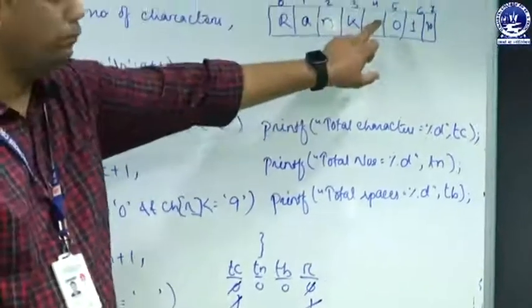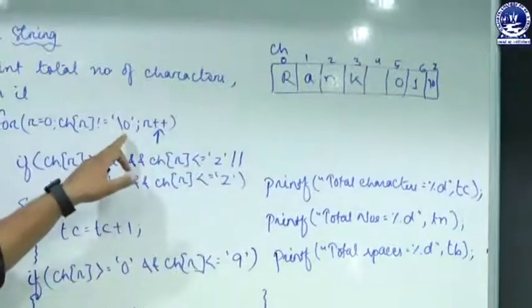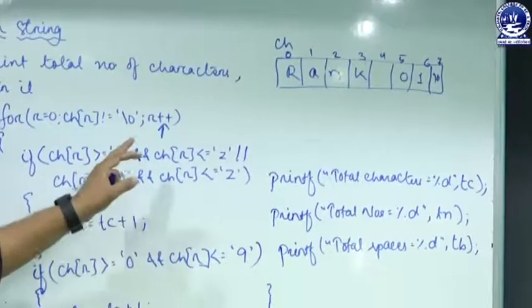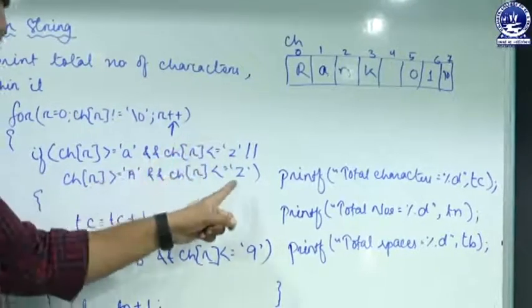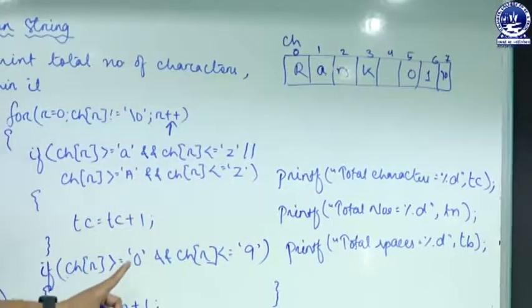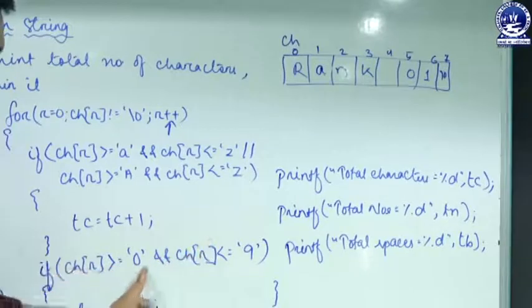ch of 4 is blank space. It is not equal to backslash 0. Condition satisfied. Here, blank space does not lie between small a to small z and capital A to capital Z. Again it will come over here. Space does not lie between 0 to 9. Again this condition will return false.